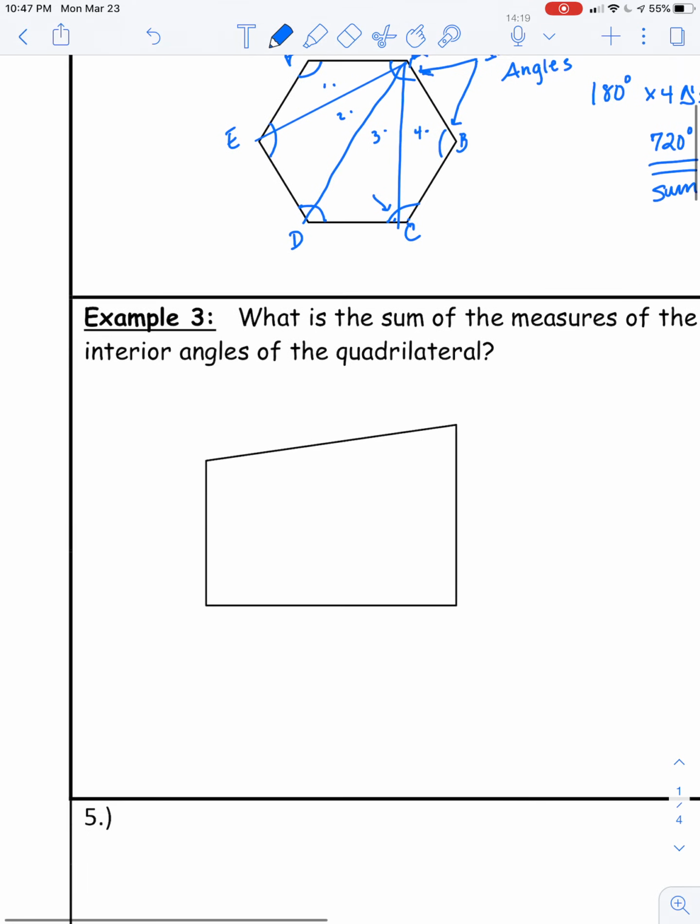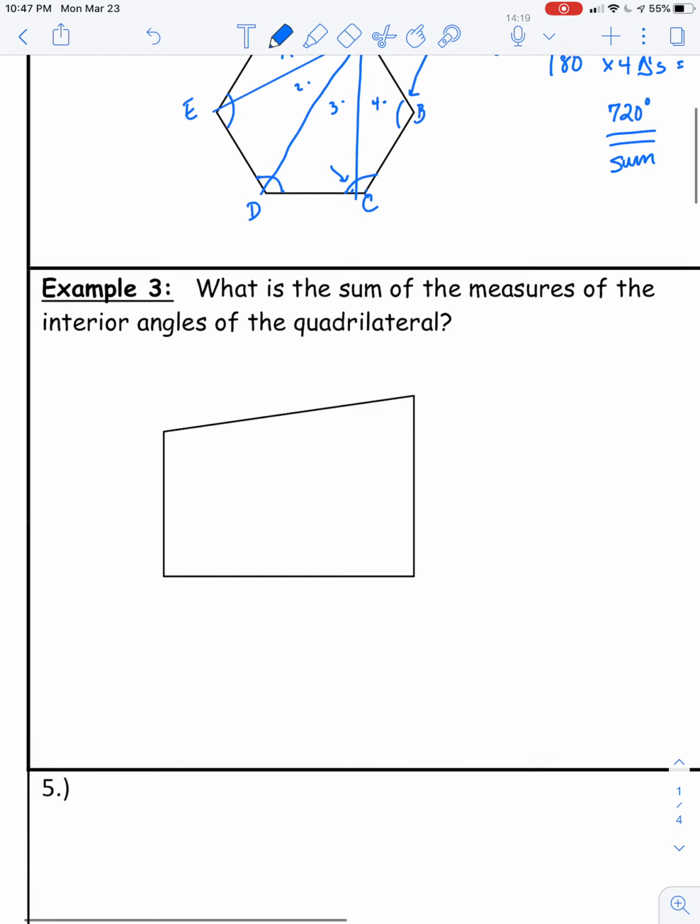Okay, let's go down to example 3. Now we've talked about the hexagon, and actually we're not done with that yet, but the book actually pokes this quadrilateral in right kind of in the midst of this. So let's go ahead and address this too. This is example 3. What is the sum of the measures of the interior angles of the quadrilateral?